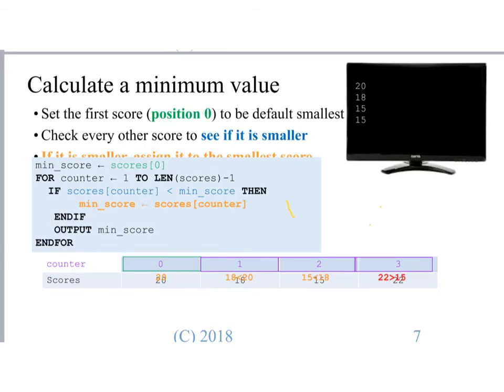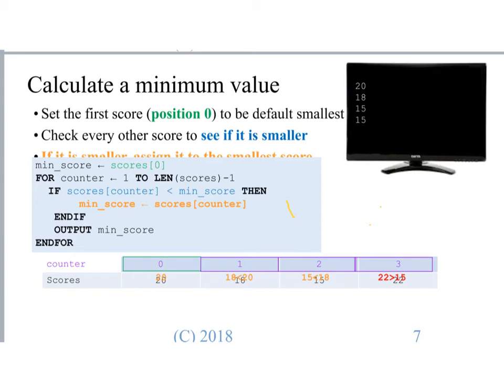Now we're going to work out a minimum value. We're going to find out which of our values, 20, 18, 15 and 22, is the smallest score. Just looking at that list, ideally our answer should be 15, shouldn't it? So first of all we set the first score, position 0, to be the default smallest, and then check every other score to see if it's smaller. If it is smaller, we assign it as the smallest score.